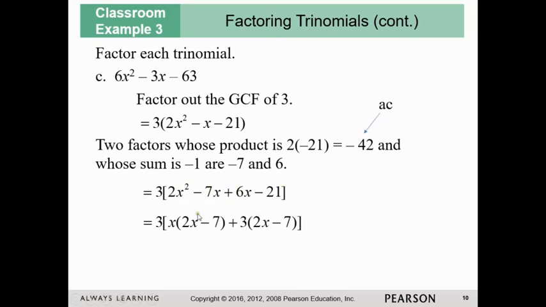And then we would take out the greatest common factor. So out of 2x squared minus 7x, the greatest common factor is x. And then out of this 6x minus 21, the greatest common factor is 3. So we took a 3 out of that. We created this common factor of 2x minus 7. So we take out the 2x minus 7, and we've just factored that trinomial there using the AC method.